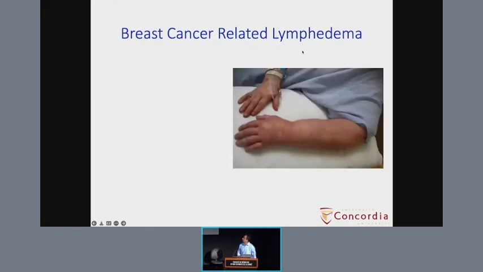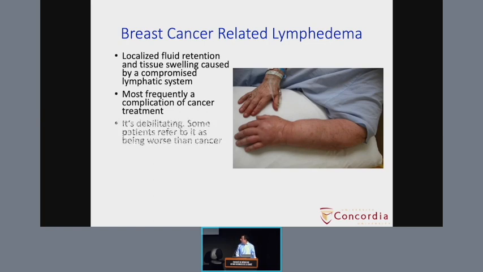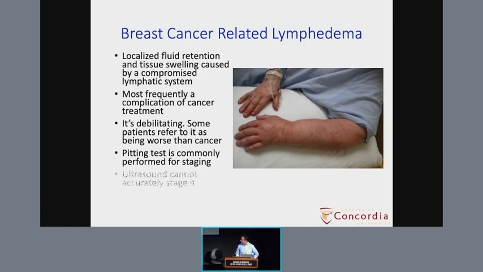So now let's talk about some clinical applications of the work that we have done. Breast cancer-related lymphedema is caused by localized fluid retention and tissue swelling caused by a compromised lymphatic system. It's most frequently a complication of cancer treatment, and it's a debilitating condition. Some patients refer to it as being worse than the cancer itself. Currently, a pitting test is normally done, but unfortunately, it's very subjective, and ultrasound cannot be used to accurately stage lymphedema.